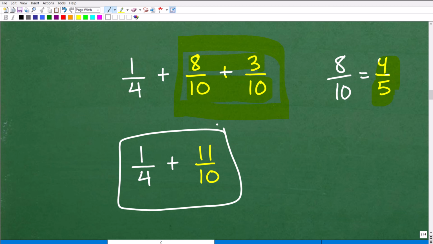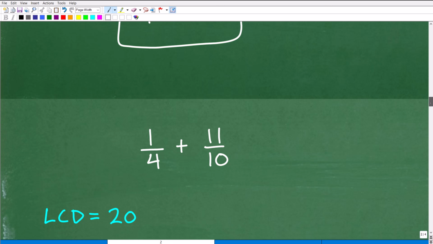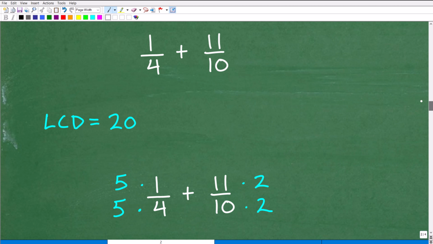Okay, so now we're down to this right here, 1/4 plus 11/10. Let's go ahead and take that on right now. So with this problem, these denominators are not the same. So we have a situation. We need to find common denominators, and the lowest common denominator here is 20.